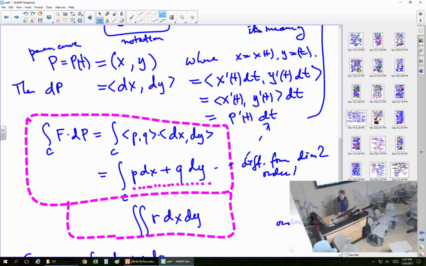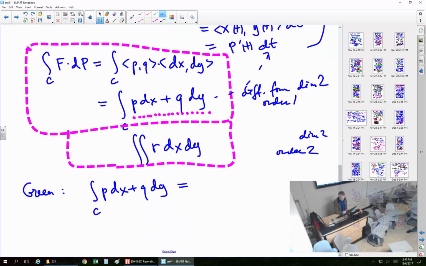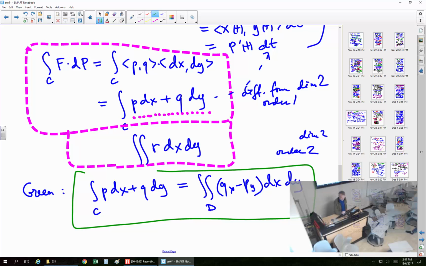In fact, I'll probably just carry out that computation once. And the right-hand side is a double integral over D of the rotation. Let me write it out once again: Q x minus P y, dx dy. Okay, so that is my Green's theorem in the differential form notation. It looks quite a bit different, but some parts are not different at all. The relation between C and D is still there, and the right-hand side doesn't have any difference.